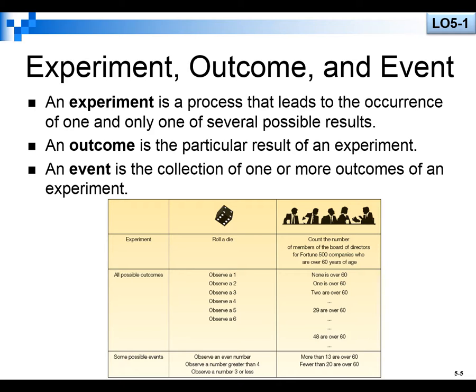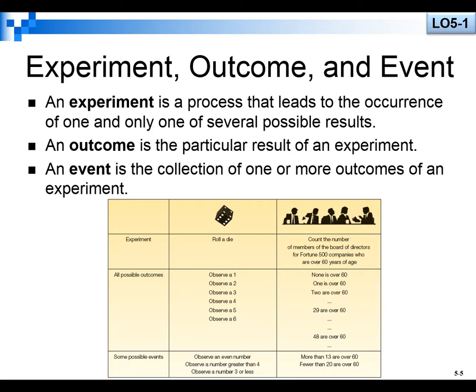So down below we have a chart exhibiting two possible scenarios. The first one, our experiment, is that we roll a die. All possible outcomes that we can get from rolling a regular 6-sided die would be a 1, a 2, a 3, a 4, a 5, or a 6. So those are all the possible outcomes from our experiment.